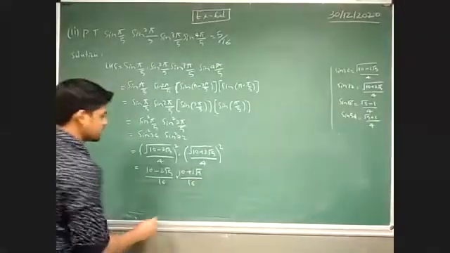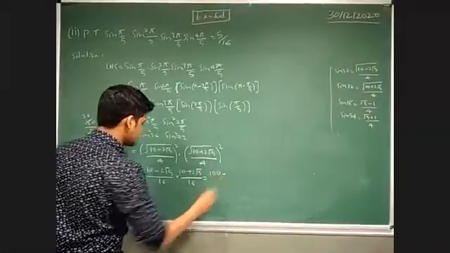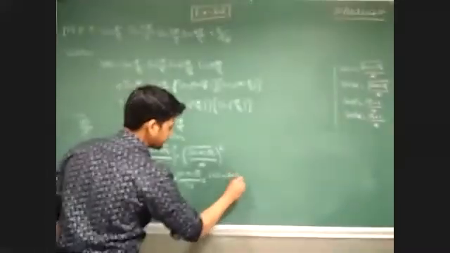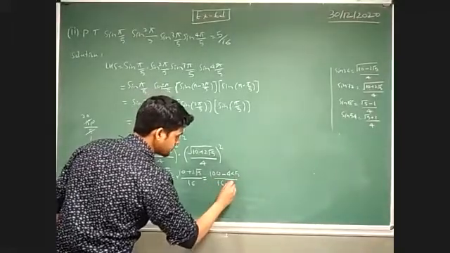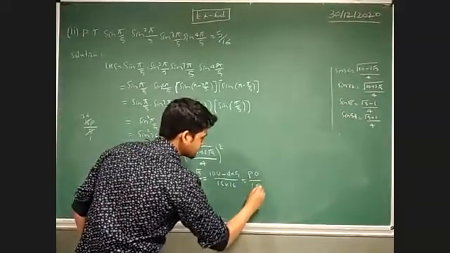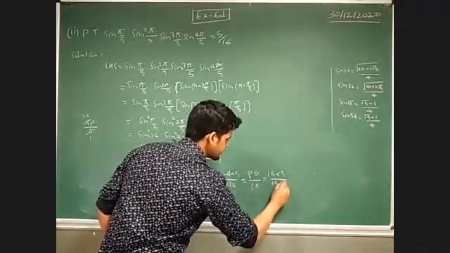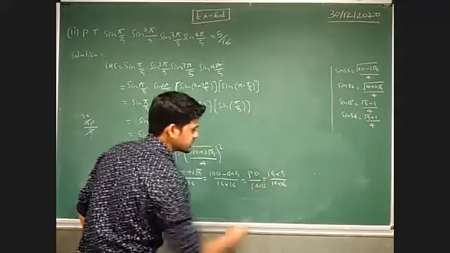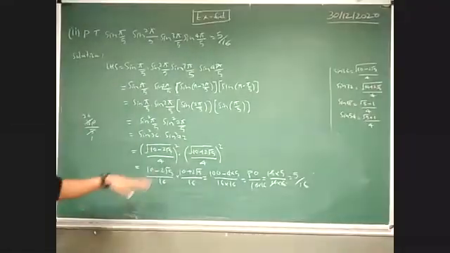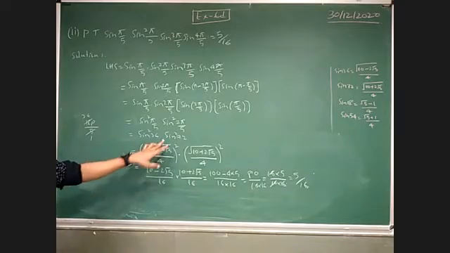Now just multiply these things, so you will get 100 minus 4 into 5, and here 16 into 16, so you will get 80 by 256. Then 16 into 5 over 16 into 16, this 16 will get cancelled, so here you will have 5 by 16. So in this problem you have to memorize sine 36 and sine 72.